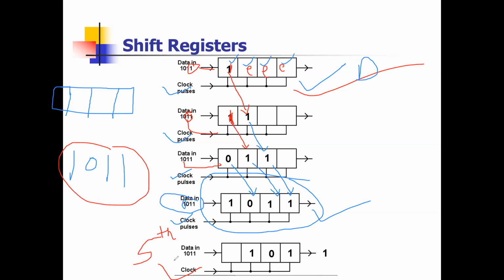Yes, shifting will definitely occur, but I don't have any data here. So what will happen? I'm not giving any data. This one will shift. This 0 will be here, this one will be here, and this one will go outward. But why, Miss? There is no data.